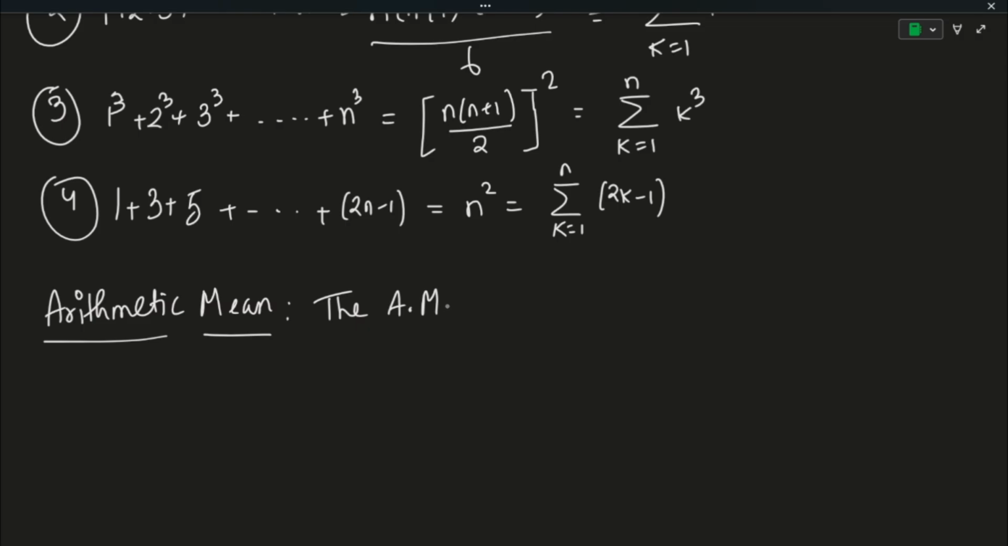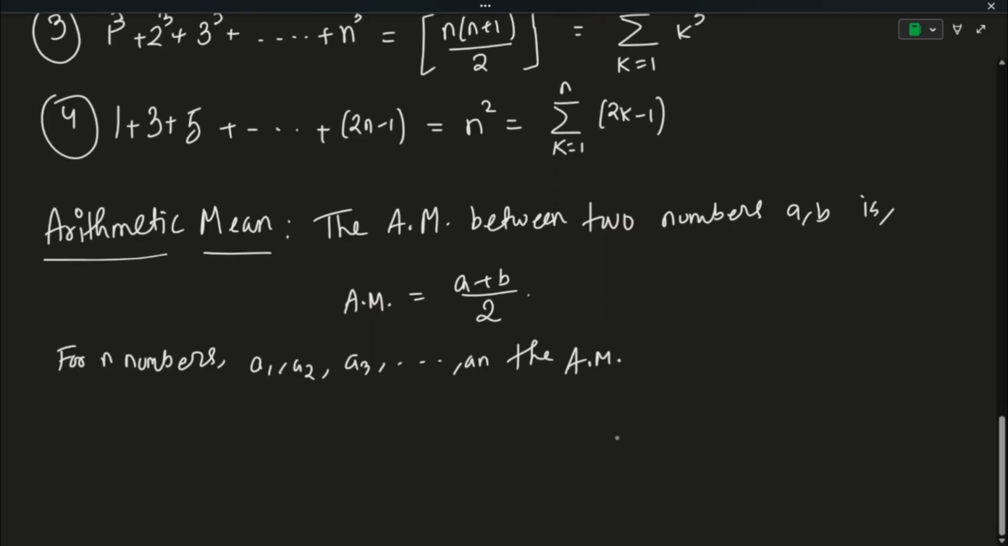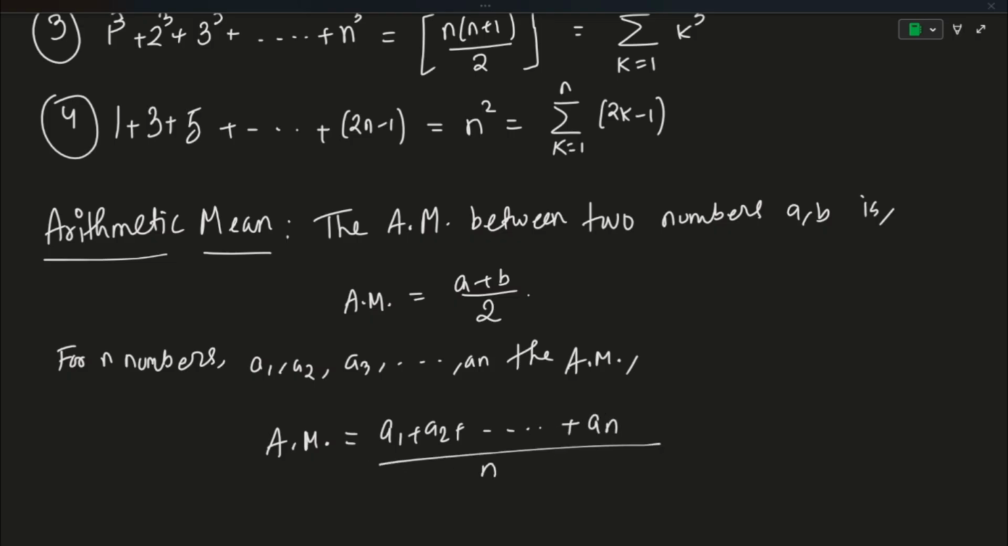Okay, so what is arithmetic mean? It's also known as AM in short. So the AM between two numbers a and b is, if you want to write the AM between a and b, simply their average. Okay, for n numbers, let's say a1, a2, a3 and so on up to an, the AM is, if you have n real numbers and you want to find their arithmetic mean, it will be in the same way, the average: a1 + a2 plus all the way up to an, whole divided by n. That is going to be their arithmetic mean.